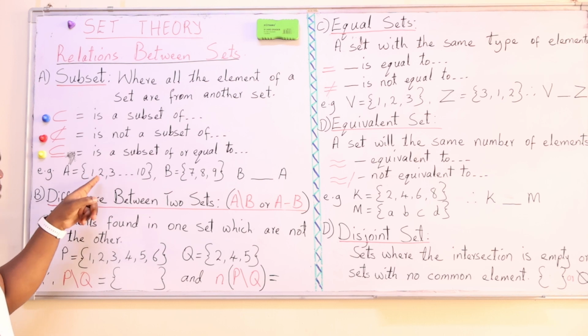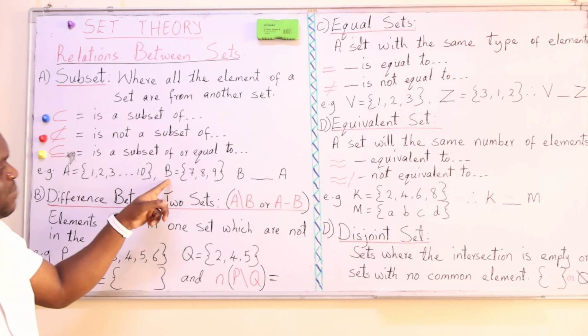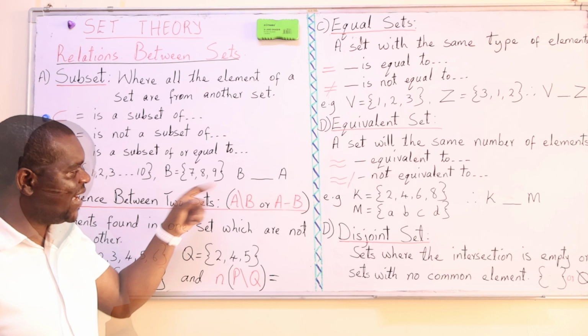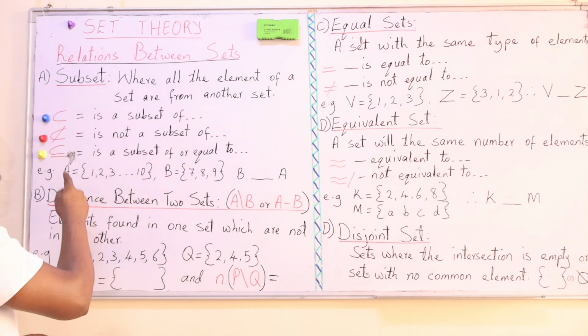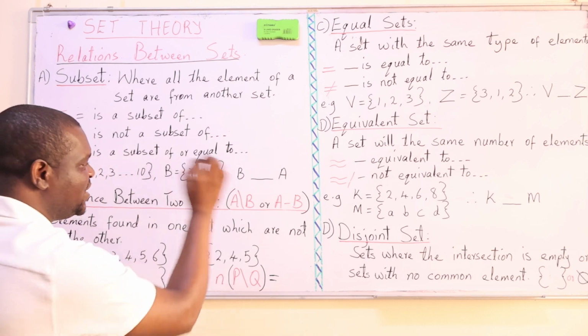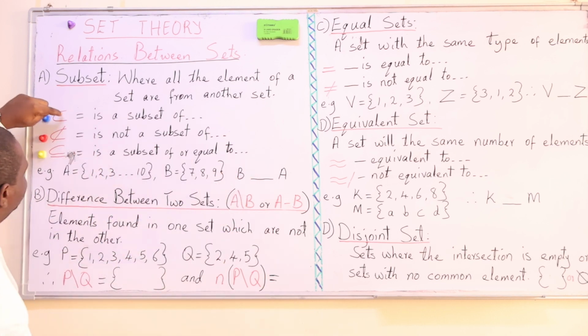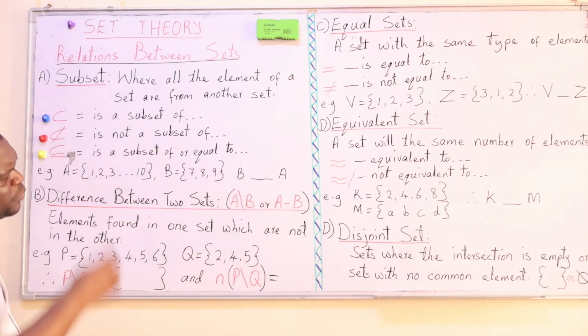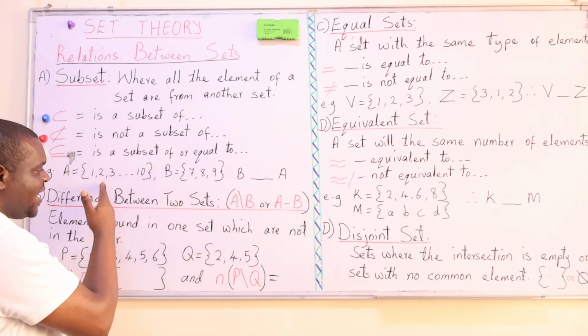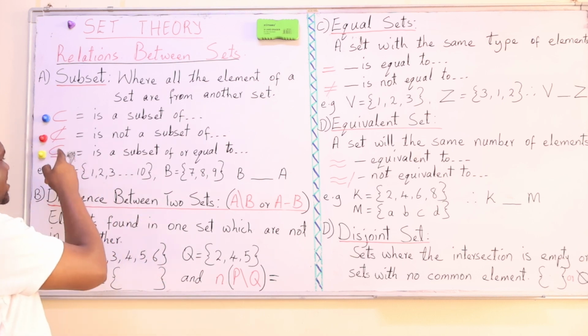A is 1, 2, 3 up to 10. And B is 7, 8, and 9. Be careful, this is tricky. Is B a subset of A? Be very careful in choosing your answer. So we're going to either put this or this or this in this space. So do you think B is a subset of A, or it is not, or it is equal?